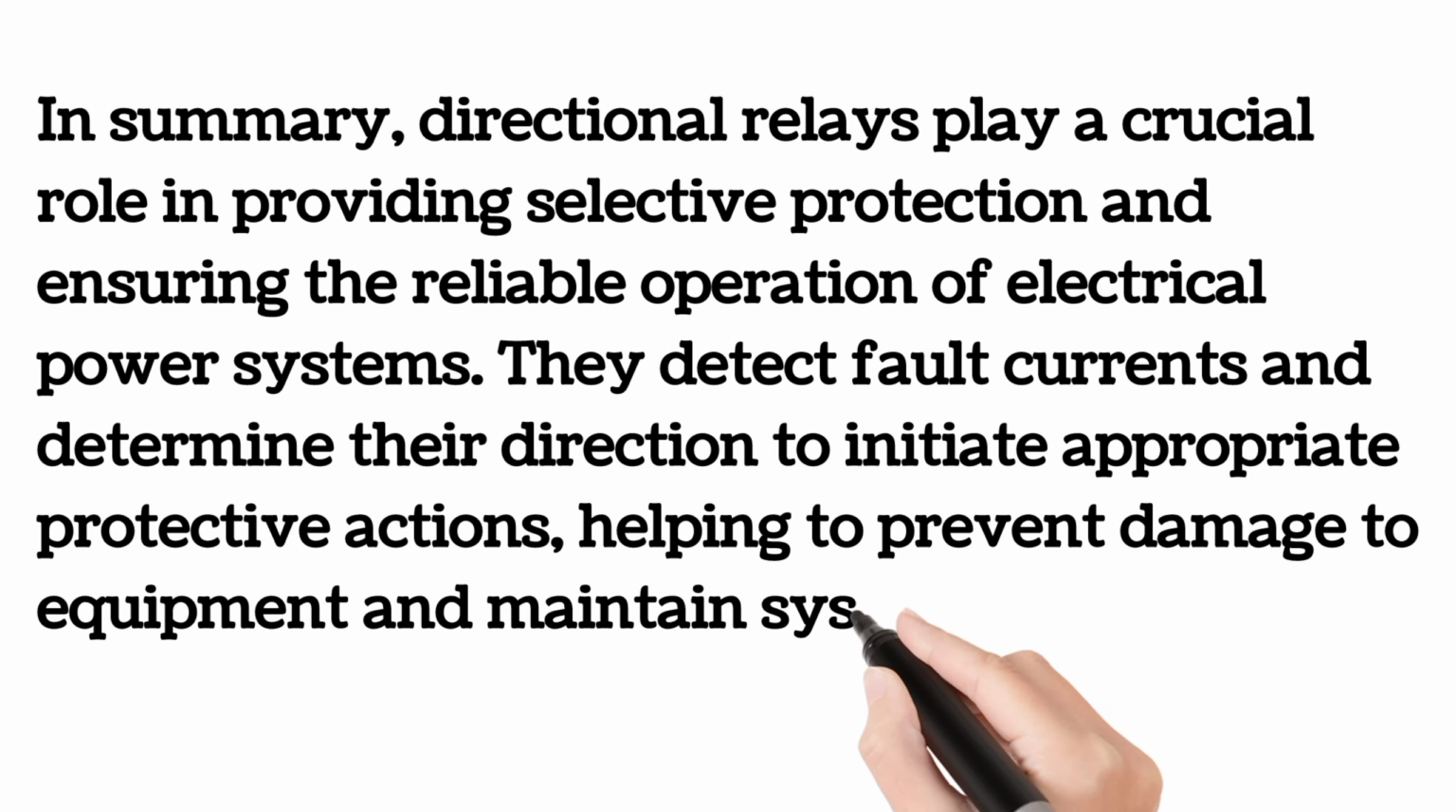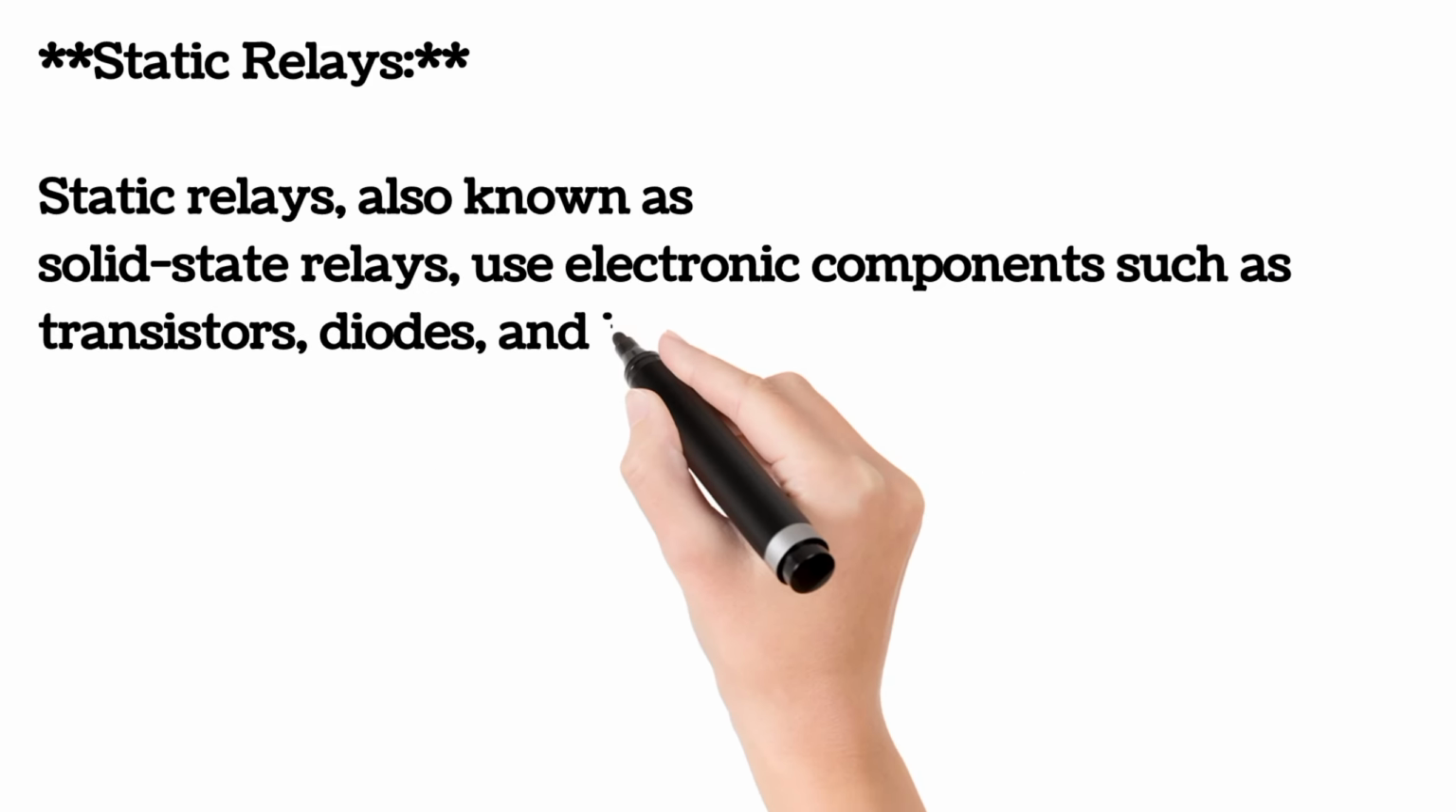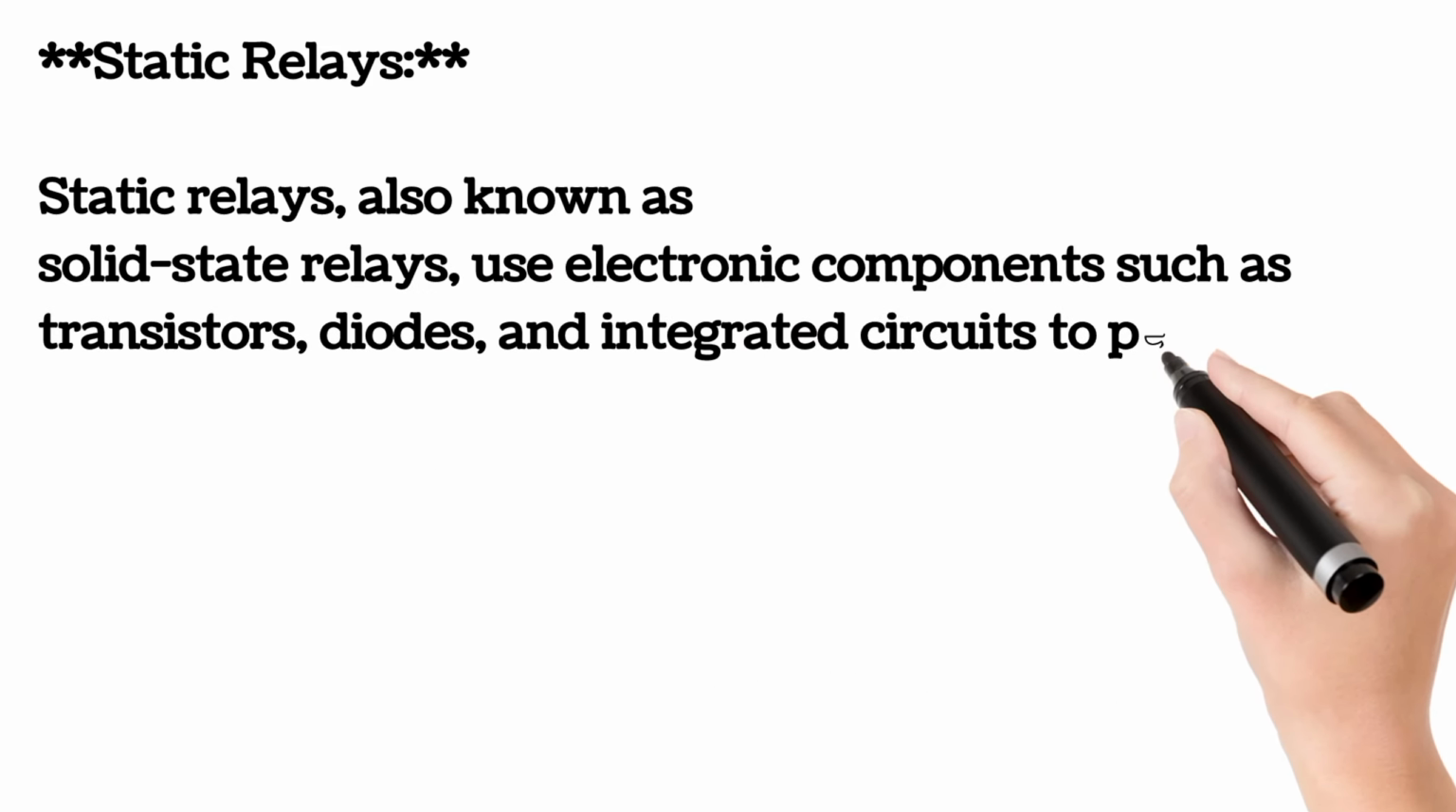4.6. Introduction to static and digital relay. Answer. Static relays and digital relays are modern types of protective relays that offer several advantages over traditional electromechanical relays. Here's an introduction to each. Static relays. Static relays, also known as solid-state relays, use electronic components such as transistors, diodes, and integrated circuits to perform the relay function without any moving parts. They rely on electronic circuits and devices to detect abnormal conditions in the electrical system and initiate protective actions. Here are some key points about static relays.